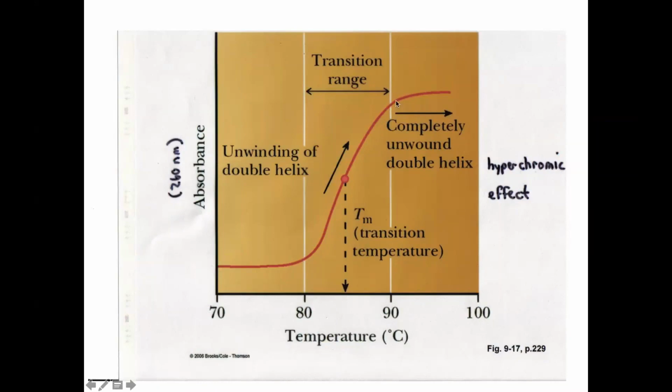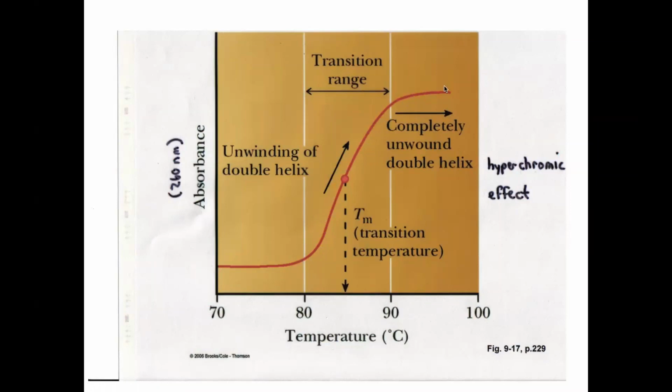And then once the DNA is fully single-stranded, there's no longer an increase in absorbance, so it levels off. So this is sort of a generic melting curve for any sample of double-stranded DNA. They'll always look the same.